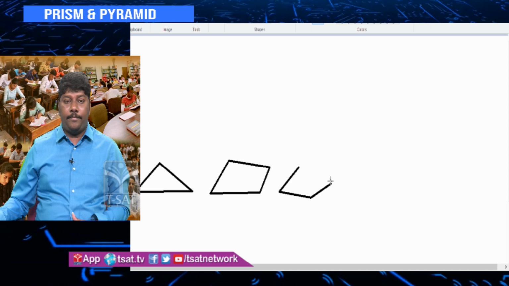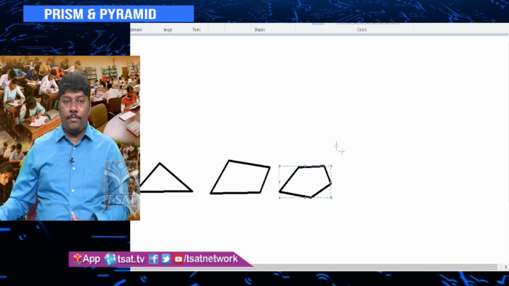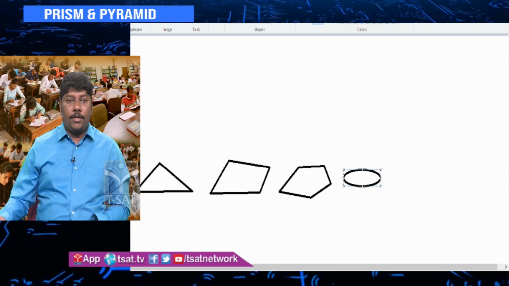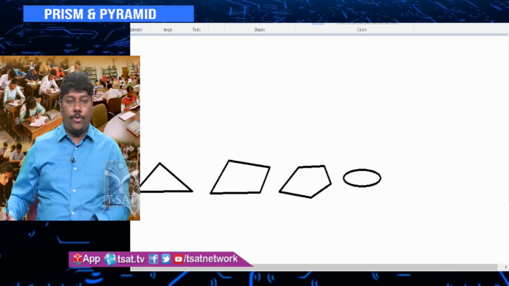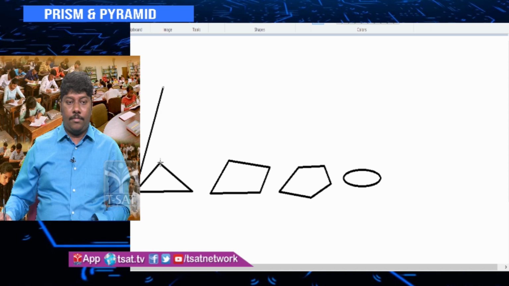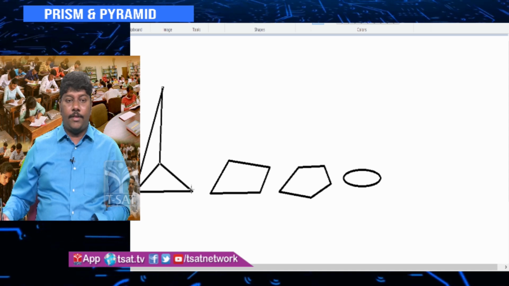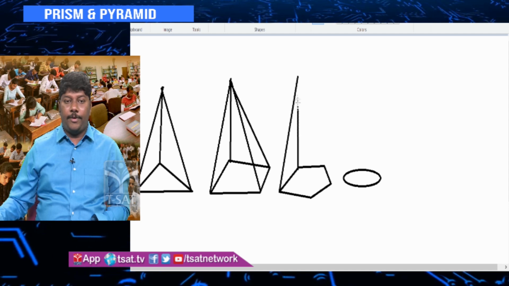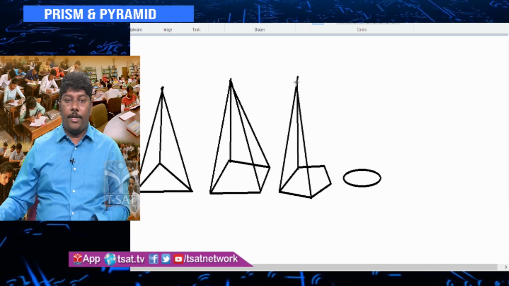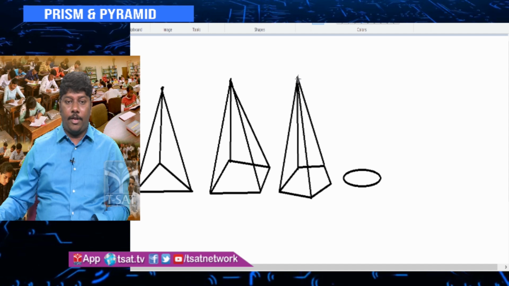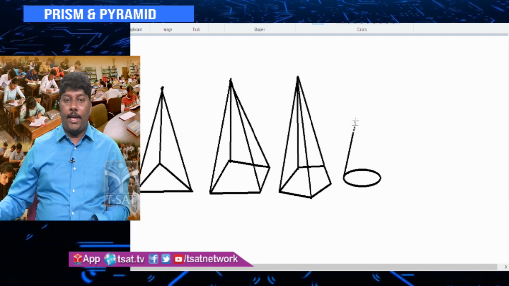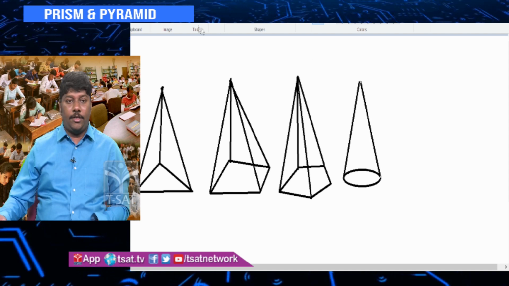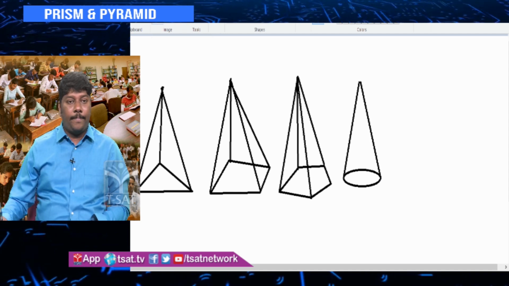I'm just taking a pentagon, taking a circle. A circle is a polygon with infinitely many sides. You add all these vertices to a point, then we will get a pyramid. So this first one is a triangular pyramid, the second one is a quadrilateral pyramid, the third one is a pentagonal pyramid, and the last one is a circular pyramid. You call it a cone. A circular pyramid is also called a cone.